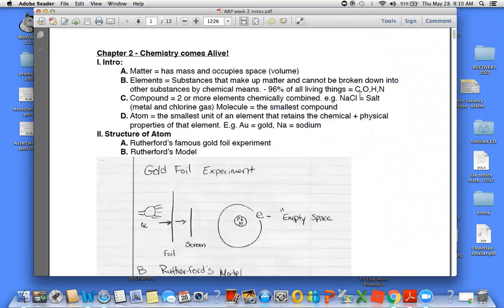Welcome to Chemistry Coming Alive. Matter is the basis of chemistry, which is anything that has mass and occupies a volume or space. Elements are the smallest form of matter. They're made of substances that cannot be broken down by ordinary chemical means. The atom is the smallest part of the element. And when two or more elements chemically combine, it's known as a compound, such as sodium chloride. The smallest part of a compound is a molecule.